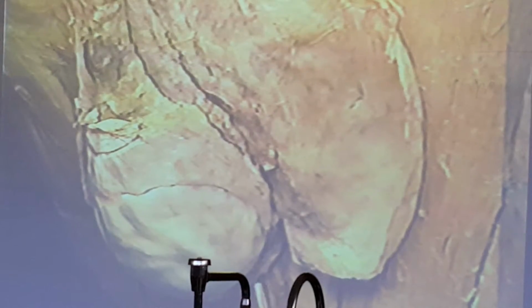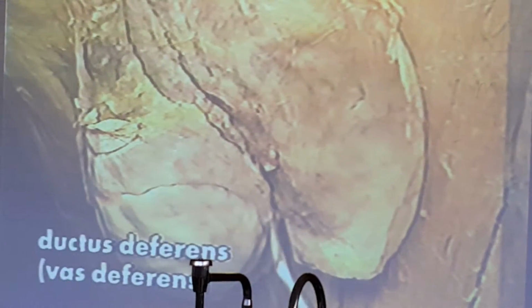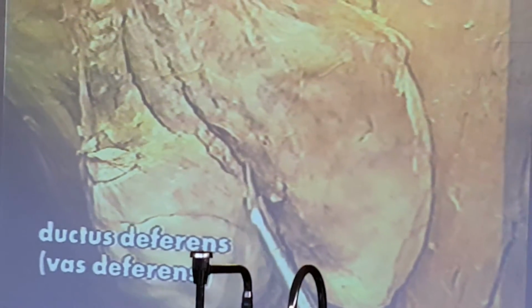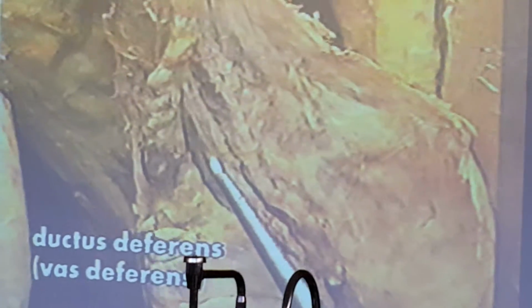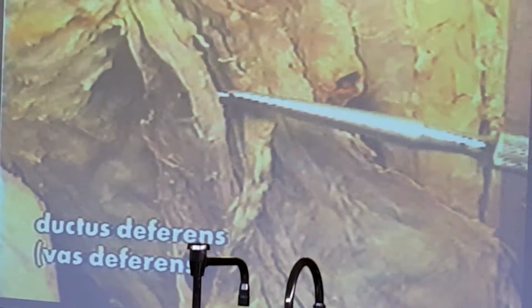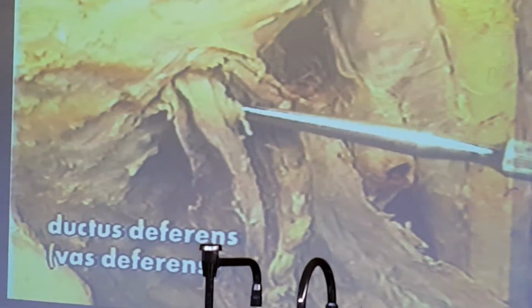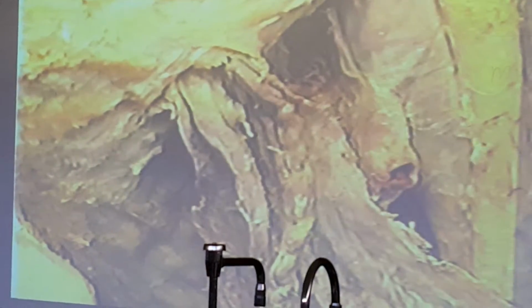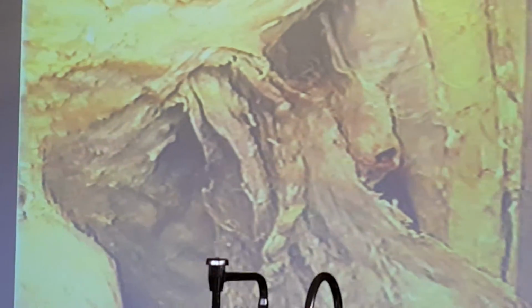Sperm travel from the tail of the epididymis to the ductus deferens, which is sometimes referred to as the vas deferens. It is approximately 45 centimeters long and travels in the scrotal sac near the epididymis towards the inguinal canal. The ductus deferens is the structure that is ligated during a vasectomy.